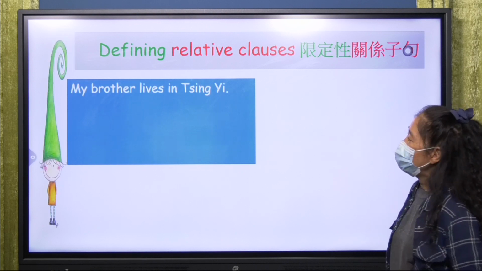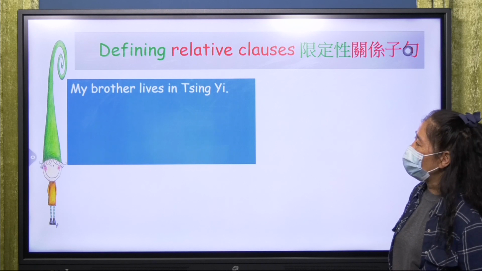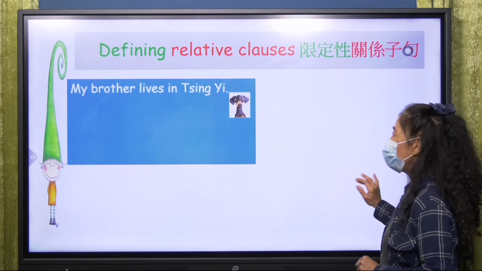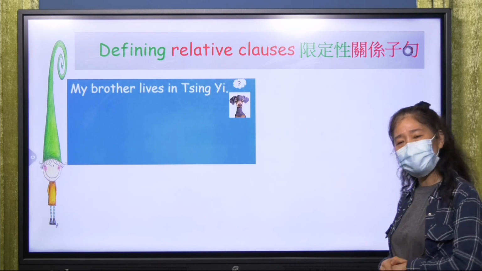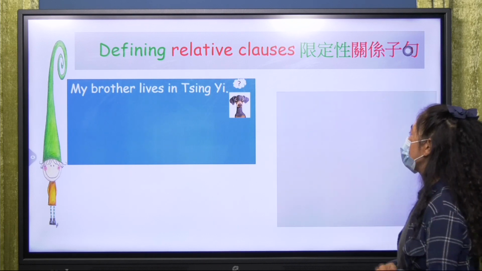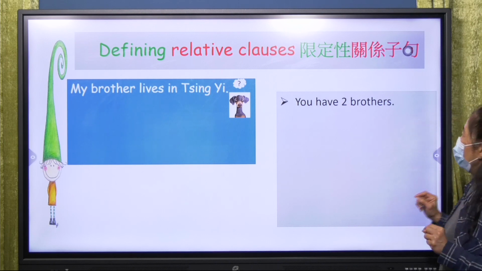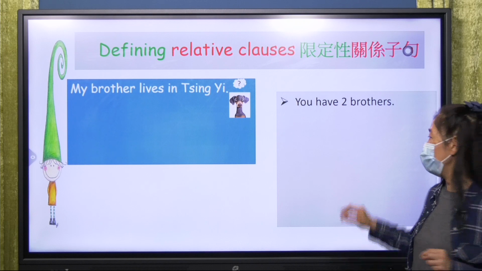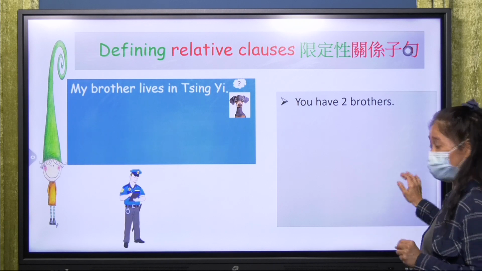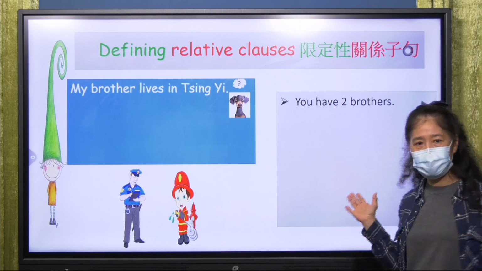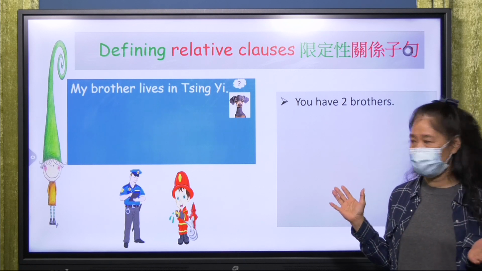So, let me give you an example. My brother lives in Csjss. What? Your brother lives in Csjss? Well, I have a question mark. You have 2 brothers. One is a policeman. The other is a fireman. Which one are you talking about? I don't know.